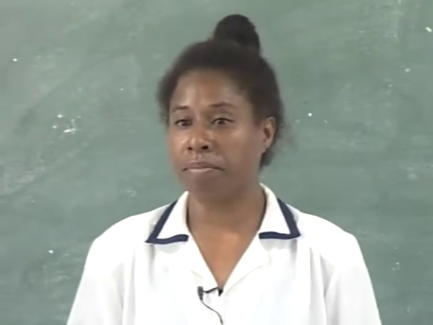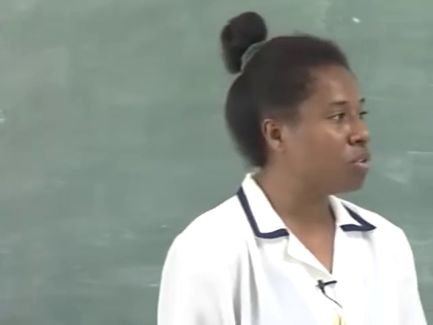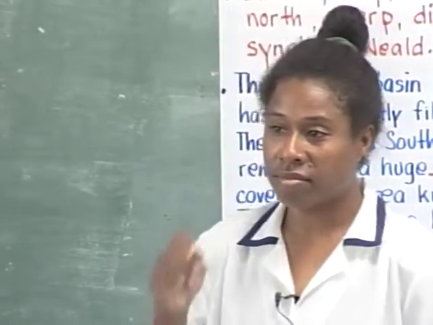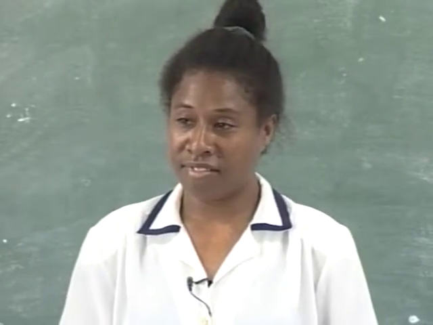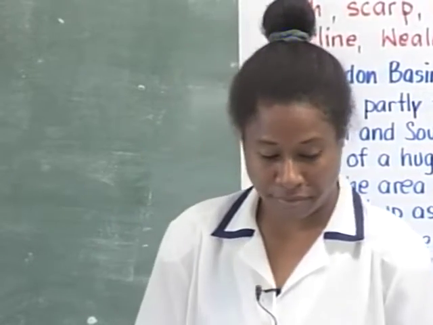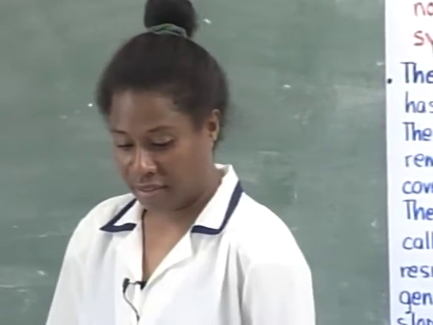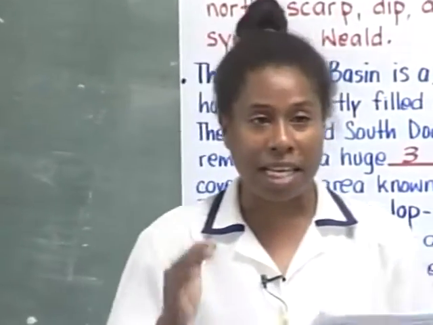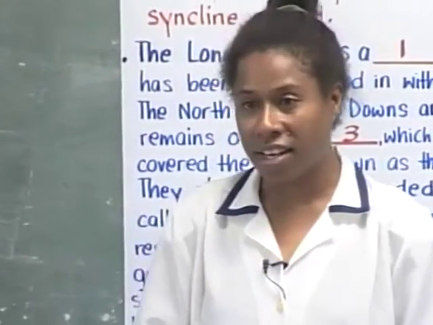Asymmetrical fold. Shelley, what is an asymmetrical fold? Francis, are you going to help? What is an asymmetrical fold? One limb steeper than the other. Okay, very good. It is a simple fold in which one limb is steeper than the other limb.